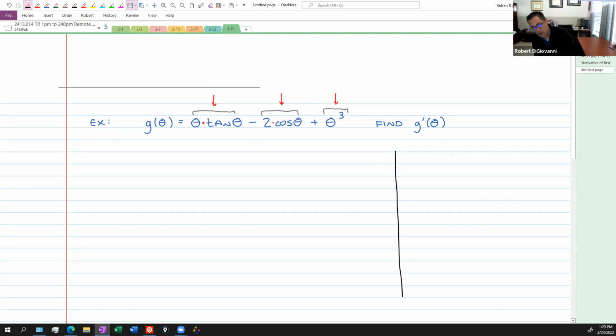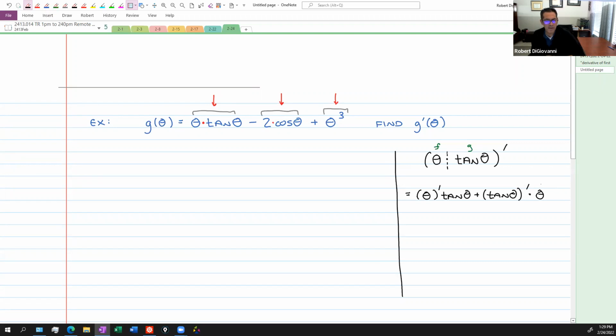The only thing that's requiring me to really do any sort of product rule is the theta tan theta. I want to know what the derivative of this is. Well, according to the product rule, if I treat this first one like the F and this one like the G, then this should be equal to the derivative of the first one times the second one, plus the derivative of the second one times the first one.